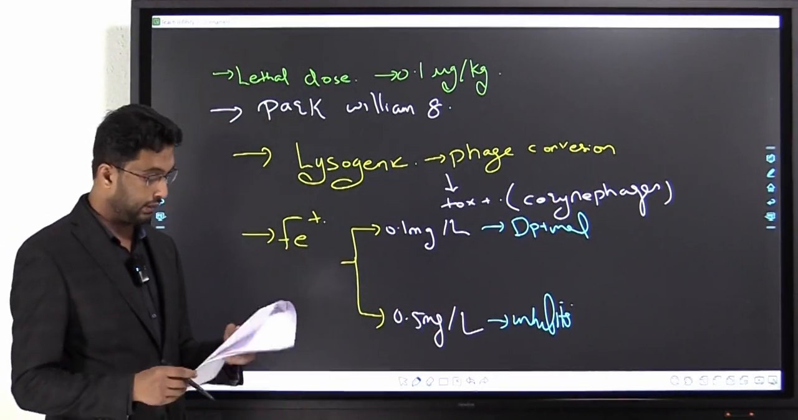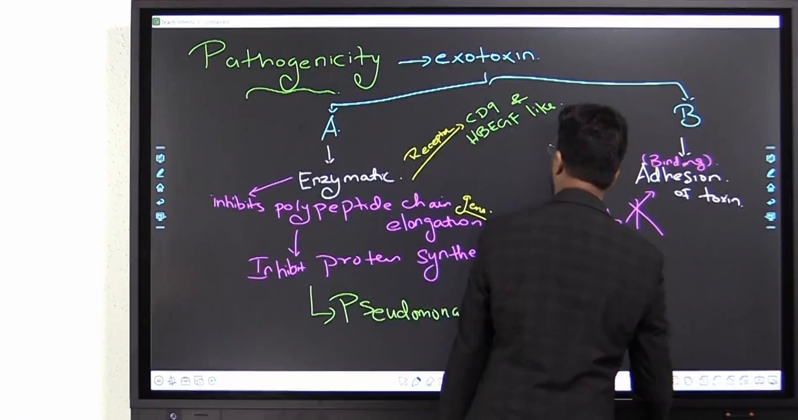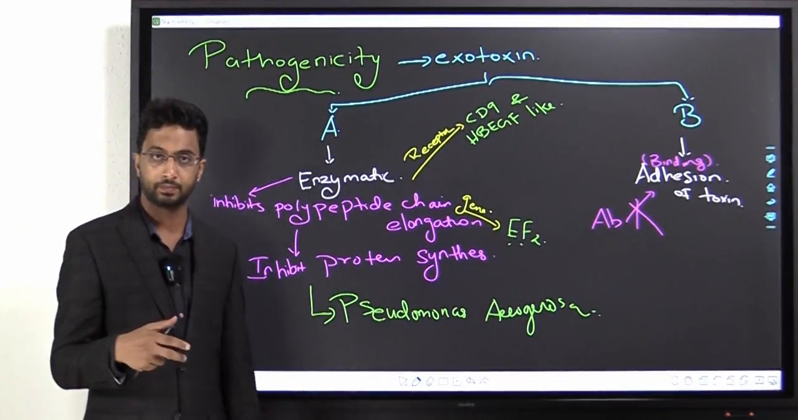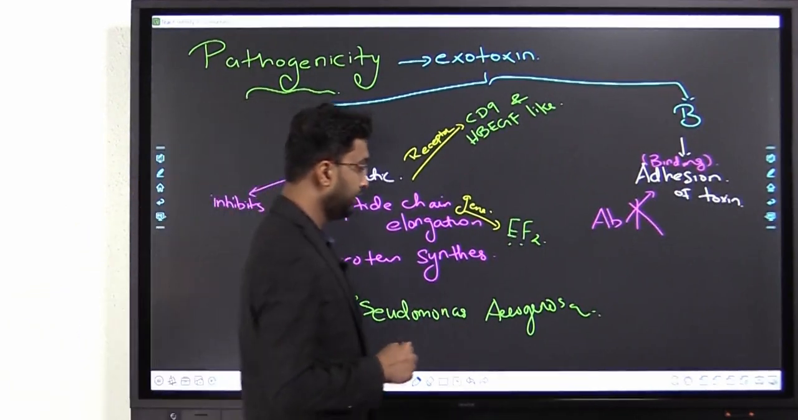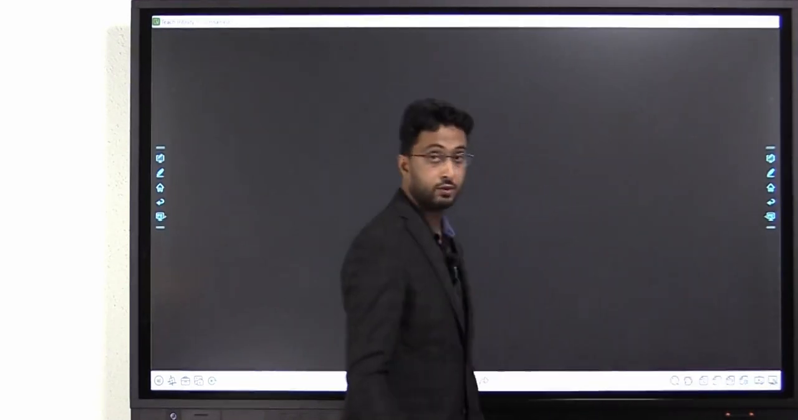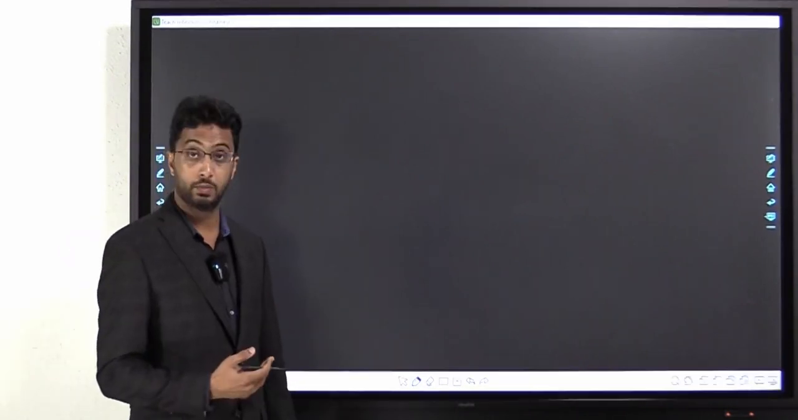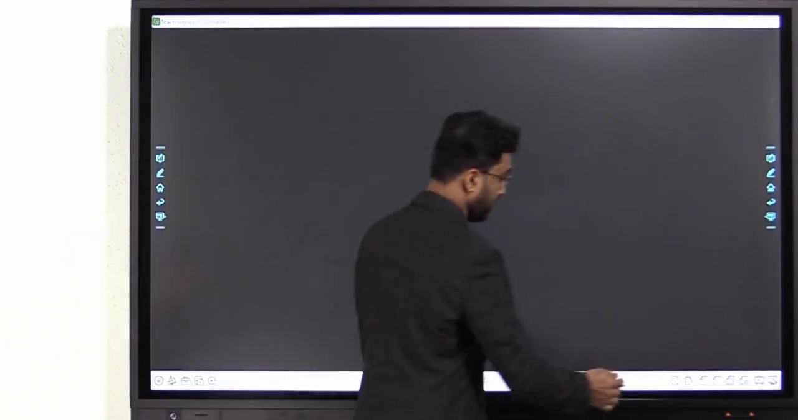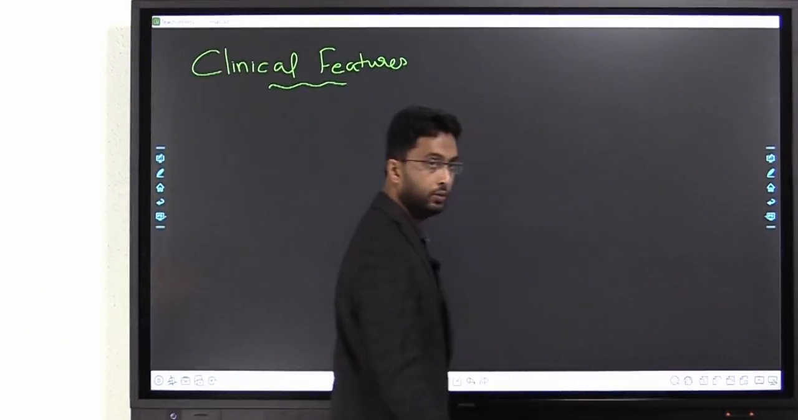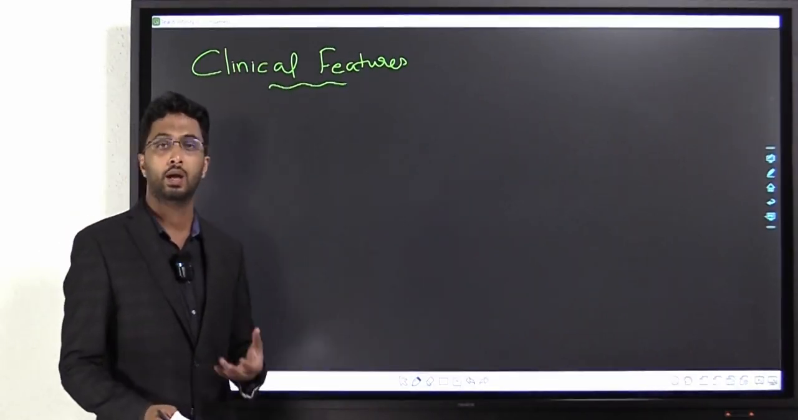Okay, so that's about the pathogenicity. What did we learn about pathogenicity? Basically, we learned about toxins, their action, their concentration, how they act, and everything. Now we will go on to the clinical features of diphtheria, the types of diphtheria: cutaneous diphtheria and systemic diphtheria.